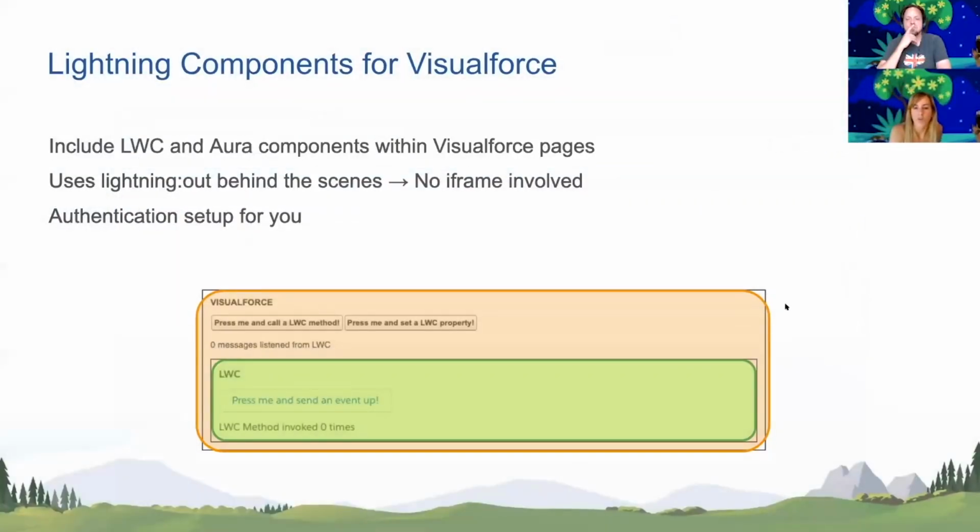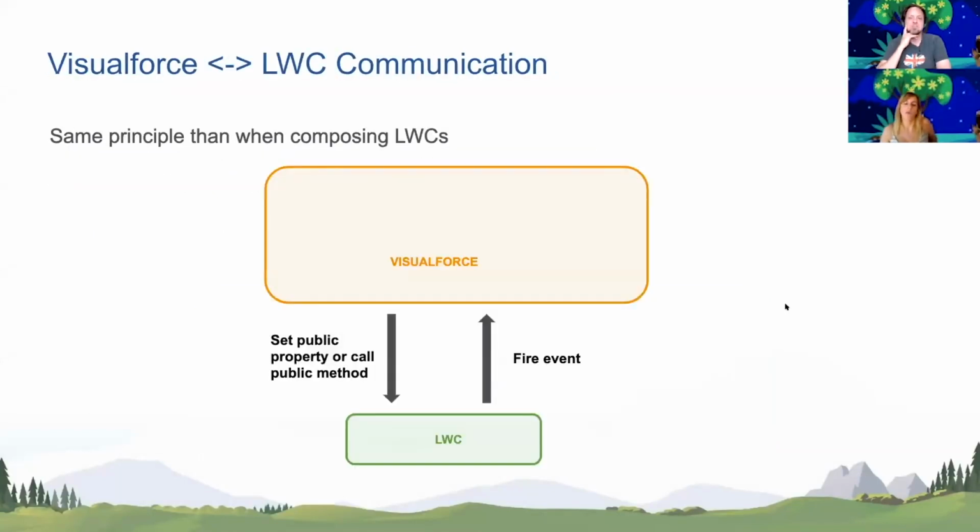Okay, so that's fine. I've explained how to integrate the Lightning Web Component within the Visualforce page, but now, how do we communicate them, right? In most cases, we are going to need to pass information from the Visualforce page to the Lightning Web Component, and from the Lightning Web Component to the Visualforce page. The way to do that is following the same principle that you follow when you compose Lightning Web Components. So basically, if you want to pass information down, you do that by setting a value to public properties or by calling a public method.